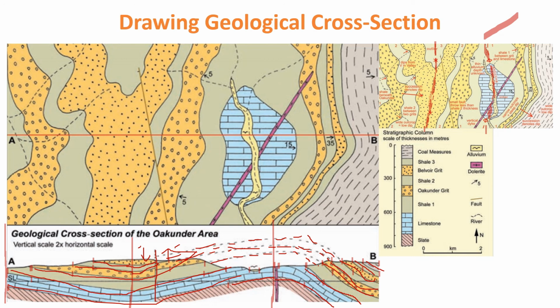So the dikes, which is the dolerite, and the alluvium, which cuts across our rock layers, is also projected in our cross section. So this vertical layer here represents our dolerite dike, and this yellow part, this tiny part here, is the alluvium. So yes, that's our interpretation.